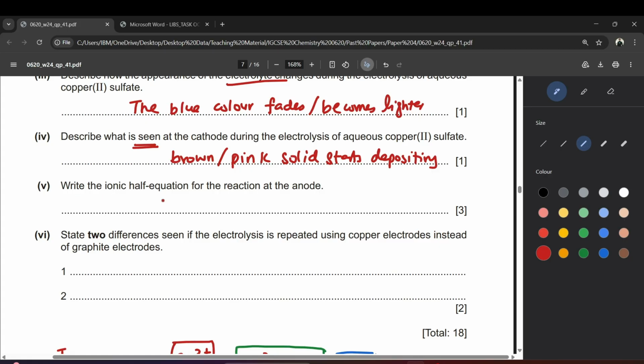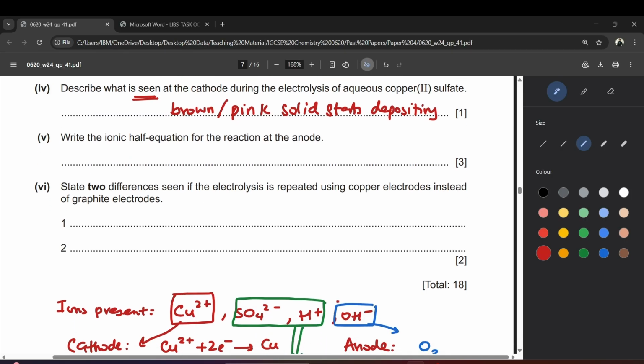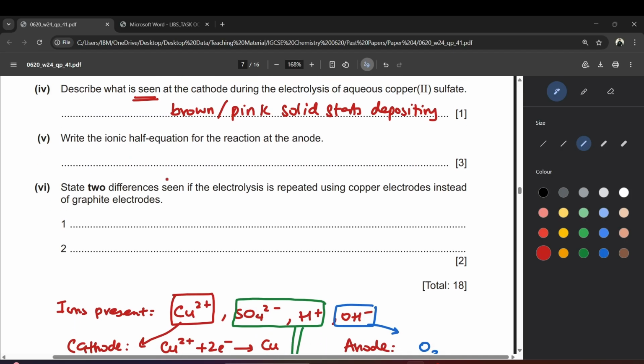Then it says write the ionic half equation for the reaction at the anode. Okay, so now I have to write this. This is something that you can recall, but let's just say that if you don't remember, conceptually, what do you know? Our starting point was hydroxide. So I'm going to write hydroxide over here. What happened? It has to lose an electron, right? It has a negative charge. It has to lose an electron. Then what would you get? You would get two products. You will get oxygen and you would get water. This is something you should know.